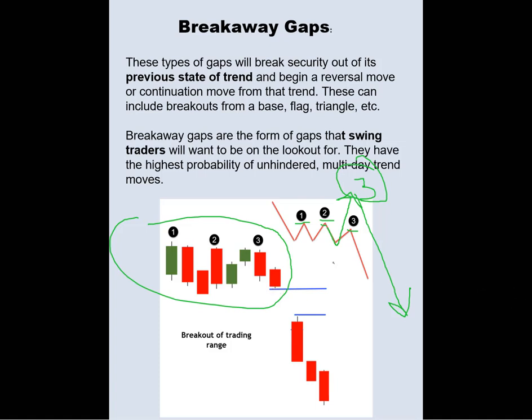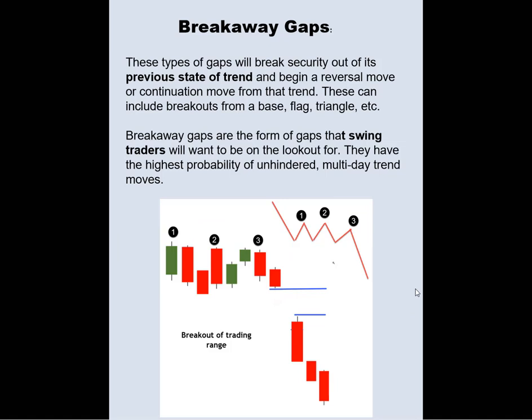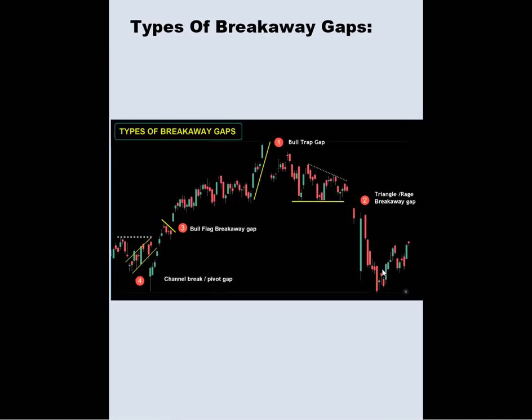Now let's see the types of breakaway gaps. So basically there are 4 types of breakaway gaps. Okay, yeah, here we have it. So the first one is a trap gap. Now the trap gaps can be a bull trap and a bear trap.